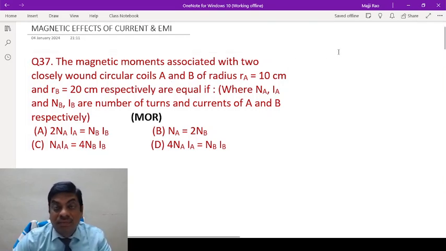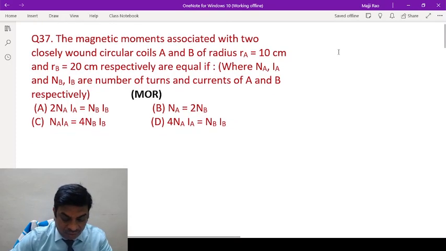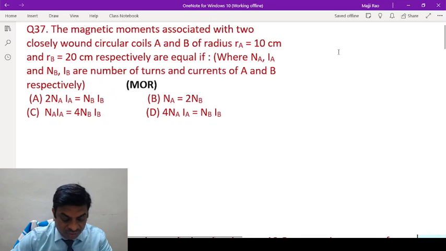Today I have come with questions based on magnetic effects of current and electromagnetic induction, which were asked on 30th January 2023 JEE Mains. Both morning and evening, that is both shifts combined, I have taken the questions together, okay? So let us solve them one by one. So here comes the first question.